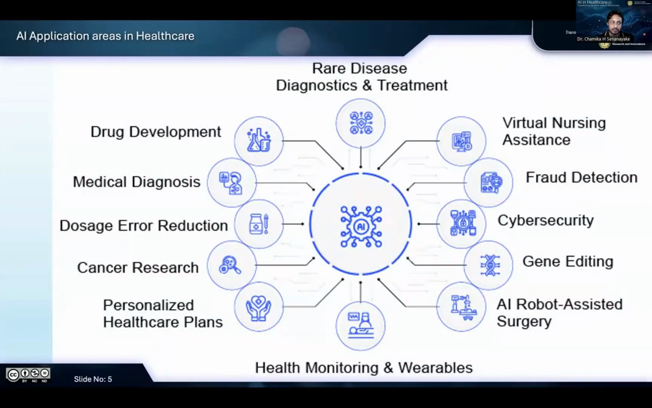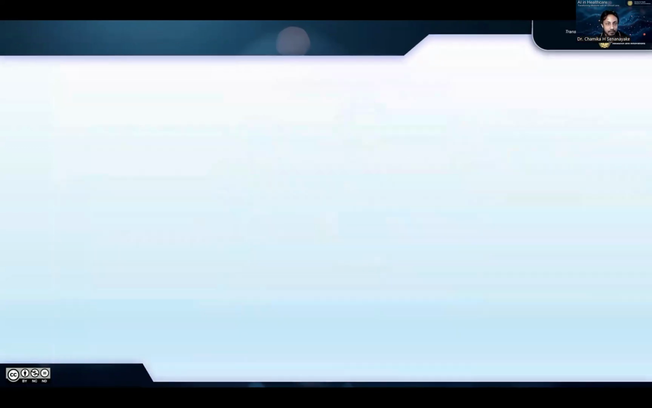So these are some of the uses at the moment. It can be used for rare disease diagnostics and treatment, virtual nursing assistants, fraud detection, cybersecurity, gene editing, AI robot-assisted surgery, health monitoring and wearables, personalized health plans, cancer research, dosage error reduction, medical diagnosis, and drug repurposing. So, what are the popular applications of AI?